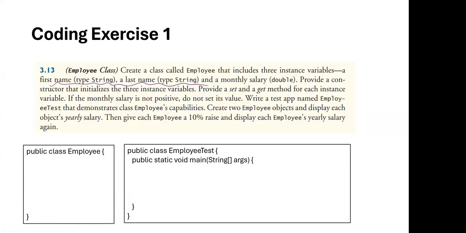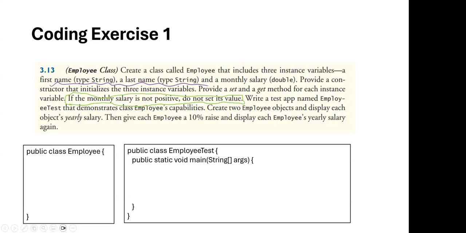It's according to this line. If the monthly salary is not positive, do not set its value. Also, it is not a straightforward wording, but we should think in another way. That means if the salary is positive, we should provide its value. Only in this way of thinking, it would be easier for us to write our code. Okay, let me change it to IntelliJ.